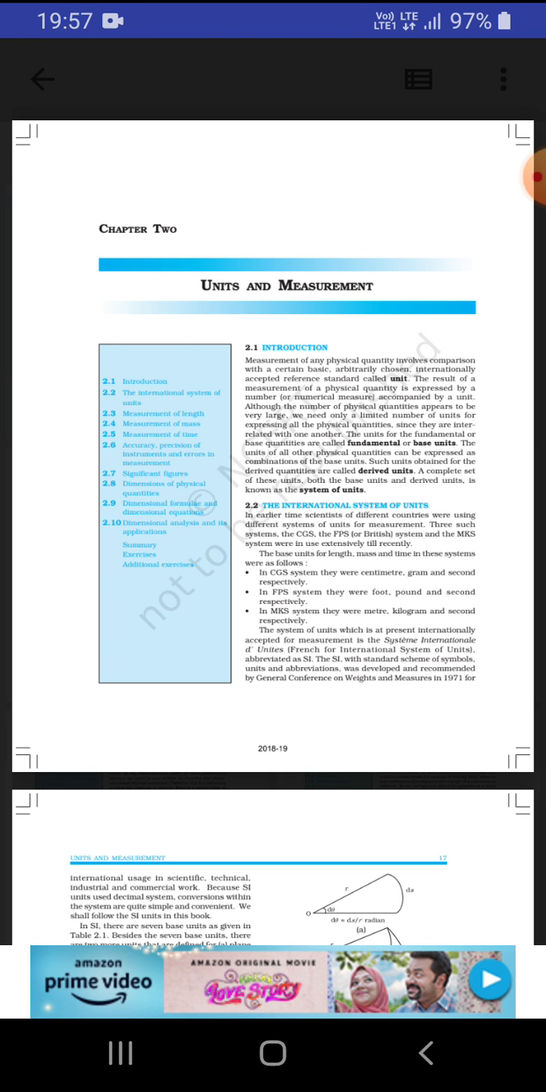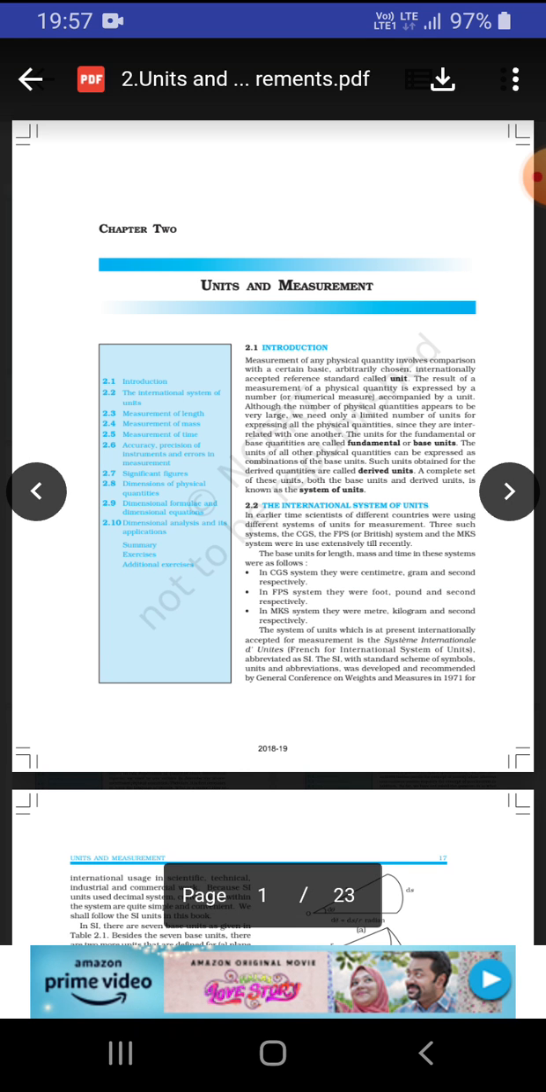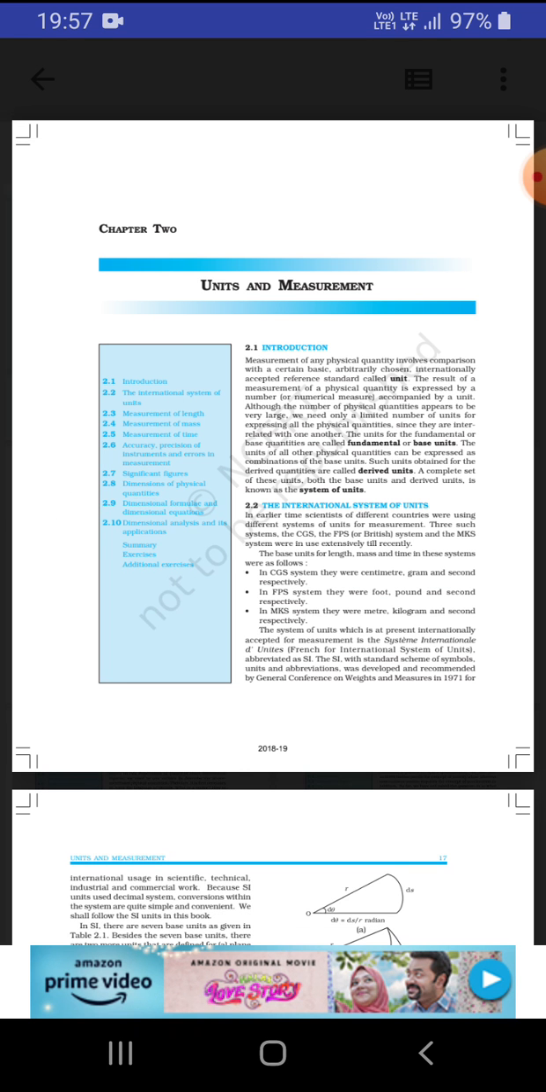So let's know about the international systems of units. There are three systems: CGS, which uses centimeter, gram, second; FPS, which uses foot, pound, second; and MKS, which uses meter, kilogram, and second. These are three systems you have to remember. They may ask in your final exams.